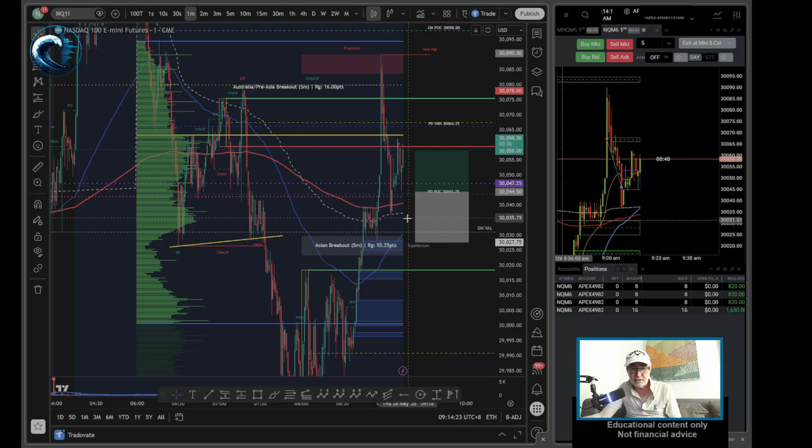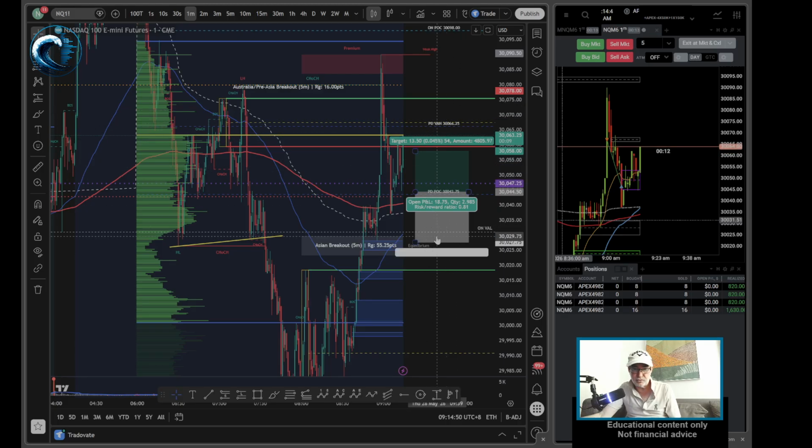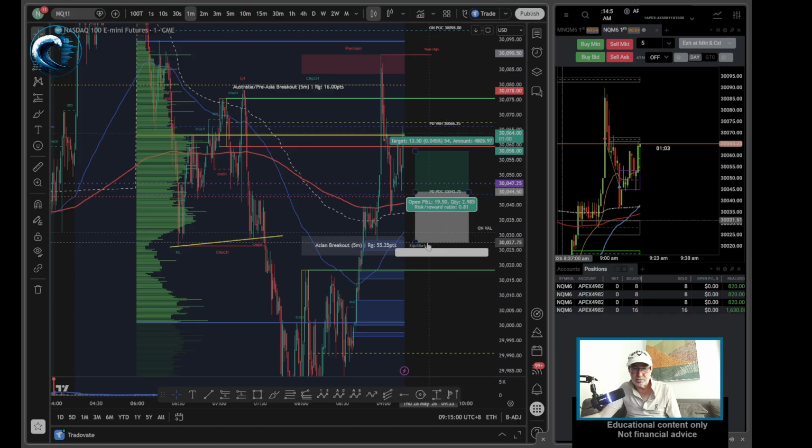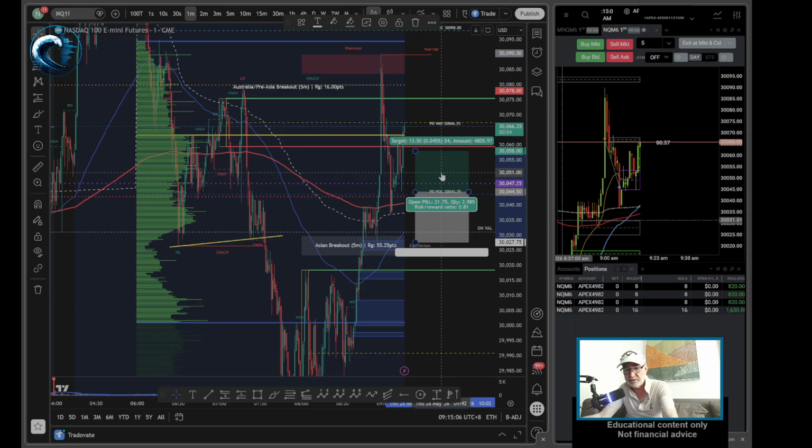Okay, let's see. So again, my idea is still in play, which is as long as I am in this zone, I'm still trying to look for a sweep of this area. So if we don't sweep this area, I'm still bullish just for this short term. So has that tagged it? That's tagged. Okay, so now I reassess. I start again.